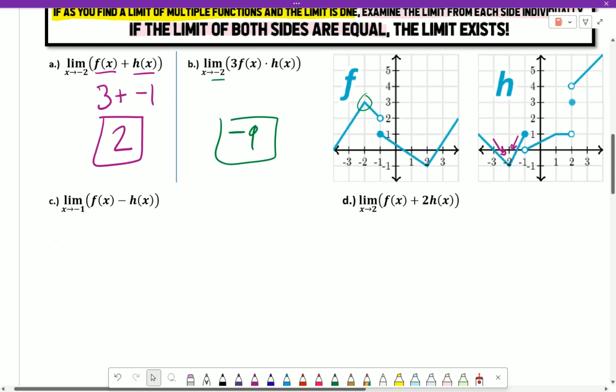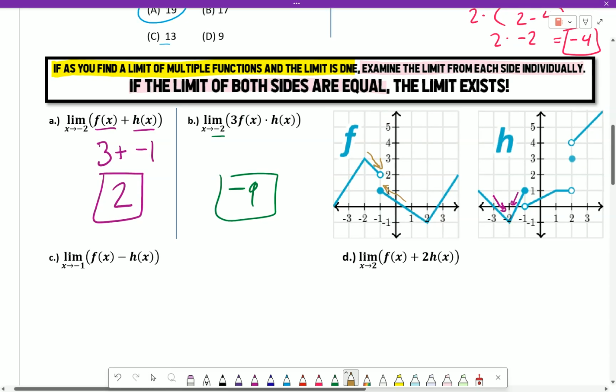We're finding the limit as x approaches negative 1 of f minus h. Well, here's negative 1 of f. As I approach negative 1 from the left and the right-hand side, what would that limit be? It would be DNE. And so at first glance, you're going to be like, oh, I got DNE, so the answer is DNE. Not necessarily. Because if you're finding the limit of multiple functions and you get DNE, we need to check that the left and the right-hand side are not the same, okay?